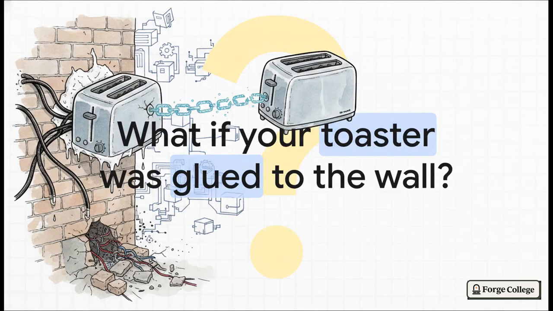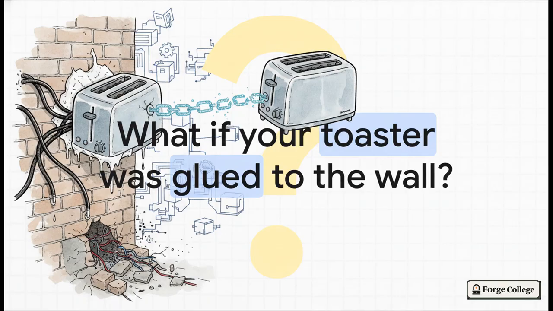Okay, picture this. You buy a brand new toaster. You bring it home, and instead of just plugging it into a standard outlet, you decide to hardwire it directly into your house's electrical grid, and then you glue the toaster firmly to the wall. It sounds completely insane, right? I mean, what happens when a heating element breaks? Or what if you just want to upgrade to one of those fancy four-slice toasters? You'd literally have to smash open the drywall.